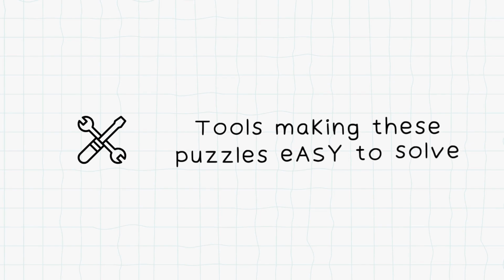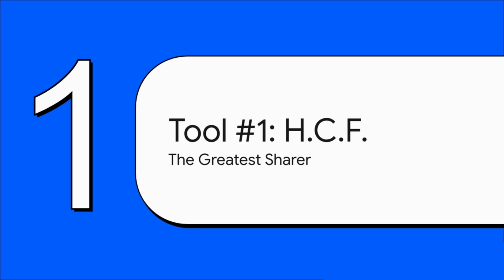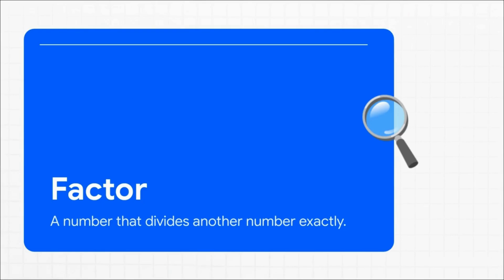Okay, so to tackle puzzles like this, you need a special kind of number toolkit. And our very first tool, it's all about figuring out the absolute best way to share and group things up. And it really all begins with this one basic idea, the factor. Think of factors as a number's DNA. They're all the numbers that can divide into it perfectly, with no remainder. They're the basic building blocks.